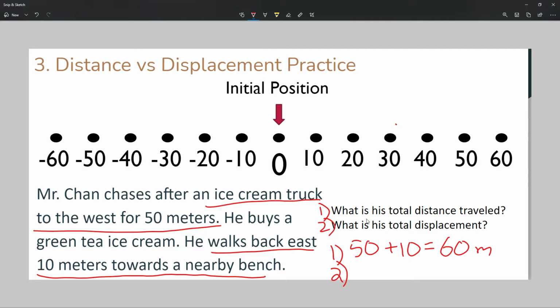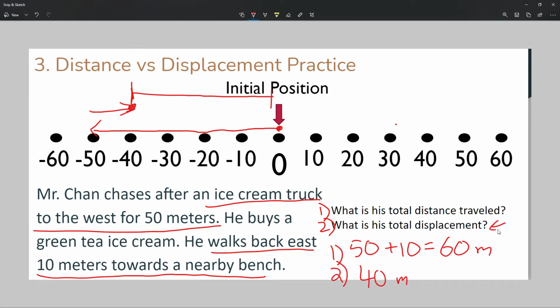Displacement now, well, that's a bit trickier. So if I first travel 50 meters to the west, let's draw it. So let's start at 0. Right, we start at 0. I travel 50 meters to the west. And then I walk back east 10 meters. And I end up here. So what's the difference here? How far am I from my original starting position? Well, it's going to be 40, right? I'm 40 meters away.